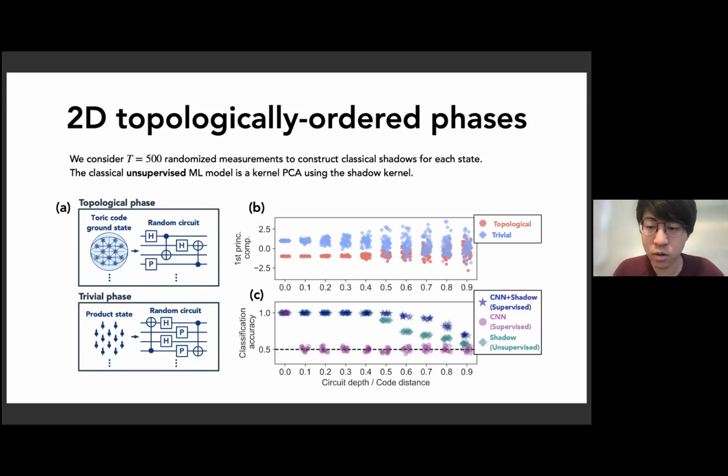However, we can actually feed the convolutional neural network with the classical shadow representation, and then we see that it performs much, much better, and actually slightly better than just shadow alone, because the shadow kernel is an unsupervised method, and also convolution actually has a better structure for understanding some of this local geometry.